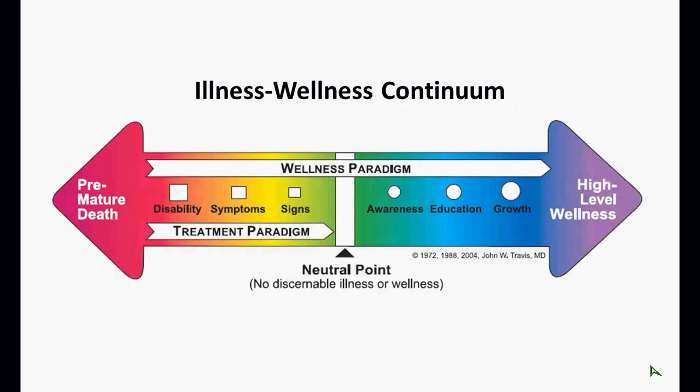You'll notice that the wellness paradigm actually spans from premature death to high-level wellness. And one of the keys here is that through awareness, education, and growth, individuals can be moving from whatever state they're currently in to a higher level of well-being. And the way it's structured here, it makes it look like it starts at the neutral point. But one of the beauties that Travis recognized was that it didn't matter where you were on the continuum. You could have a chronic or life-threatening illness, a disability, poor, fair, good, or excellent health.